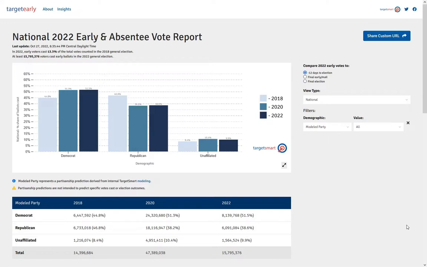So I'm just really quickly going to pull up some different sites that'll show you where to get comprehensive information, just in case you need a little bit of help finding it. So remember, all the links will be down below in the description, but let's start with early voting.